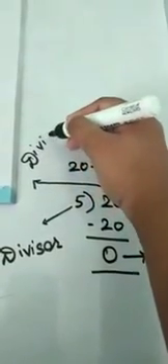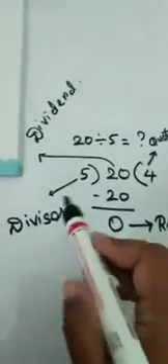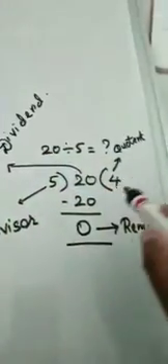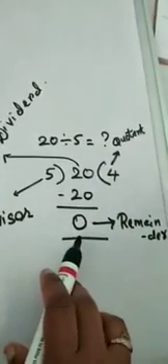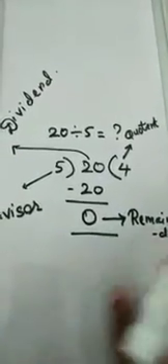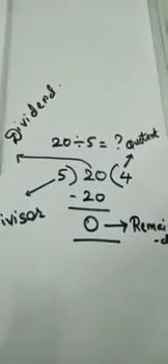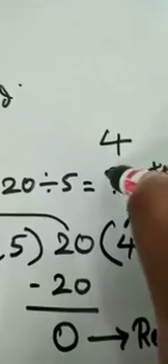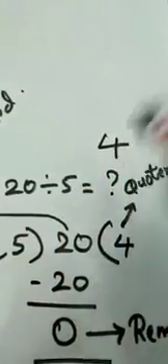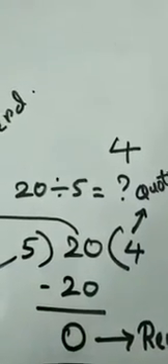This 5 is the divisor and this 20 is the dividend. 5 is the divisor, 20 is the dividend, 4 is the quotient, and 0 is the remainder. So here 20 divided by 5 equals 4. See, here we got the quotient as 4.